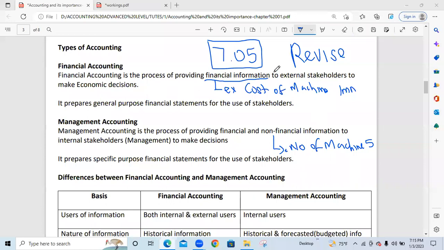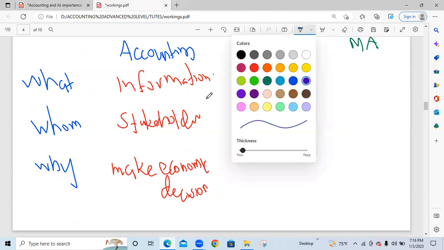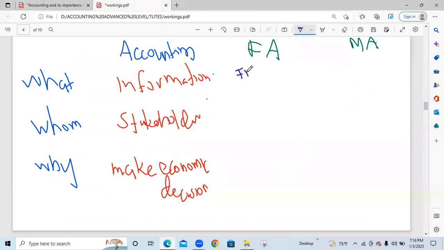But even though they can't come inside, they should make decisions. Customers, for example, should decide whether to buy your product. What is the price of your product? Is your product better than the competitor's product? For them to make decisions, they need information. So what type of information does financial accounting provide? Financial information.